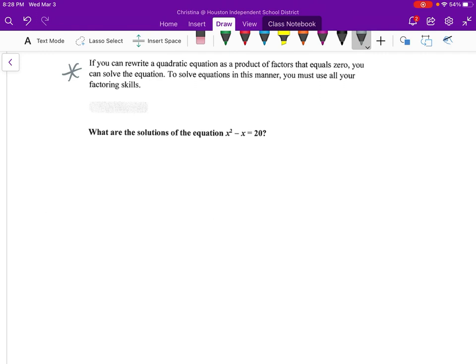So for this question here, we're going to look at, again, what are the solutions? Your brain should be thinking, what are the x-intercepts for this equation? There is a major rule here that I need you guys to write out, and I'm going to highlight afterwards. These equations must equal 0.